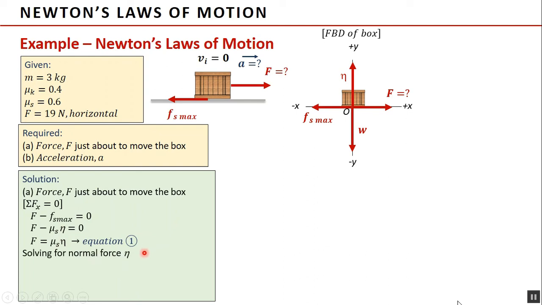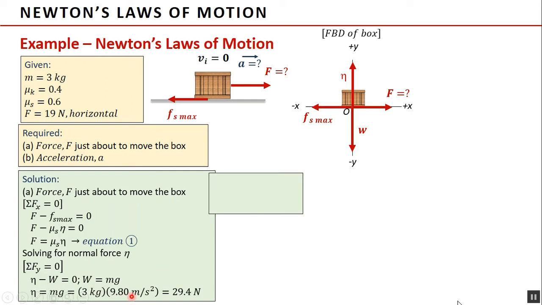Let us solve normal force N by considering forces along the y-axis. Since there is no motion along the y-axis, we also use Newton's first law. So the summation of Fy is 0. Going back to the FBD, the forces on the y-axis are normal force N minus weight W equals 0. But weight is also mg. Then we transpose weight to the other side. Therefore, normal force is equal to mg. Substituting values, 3 kilograms multiplied by 9.8 meters per second squared, the normal force is 29.4 newtons.